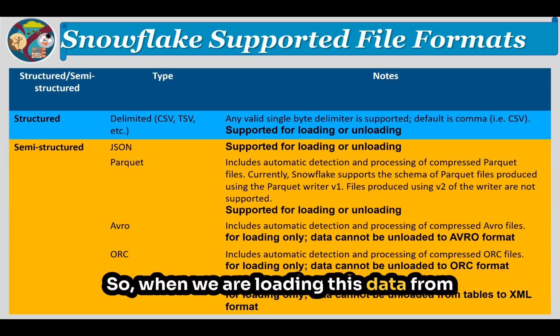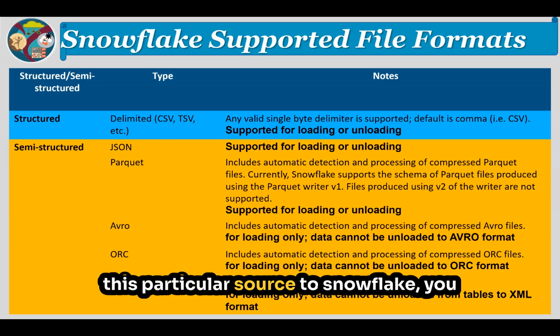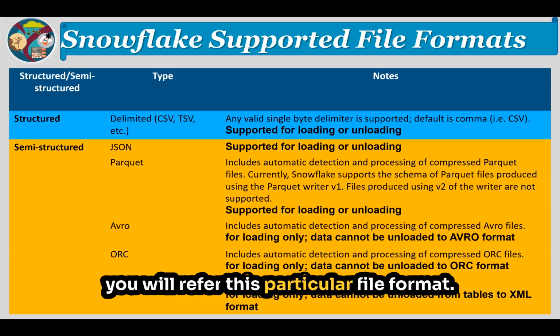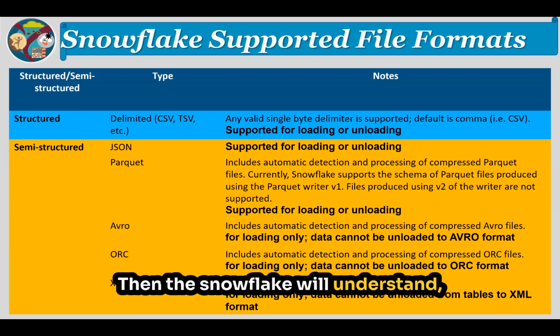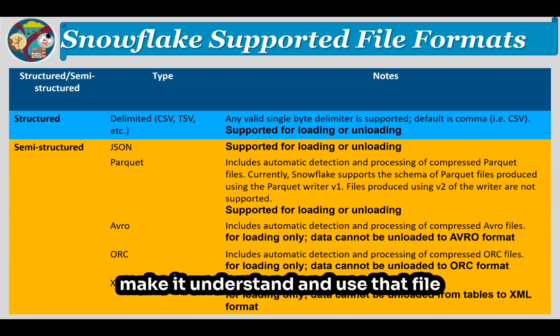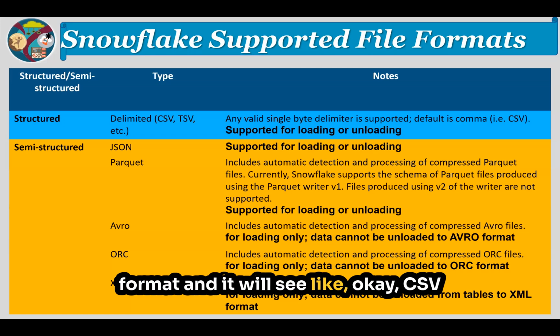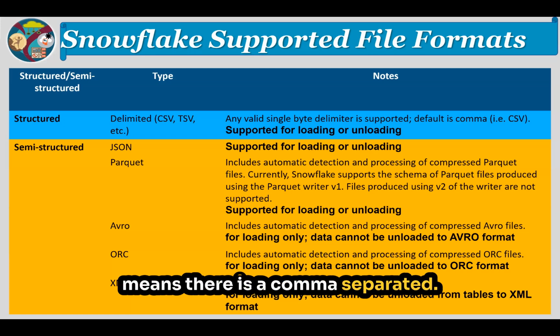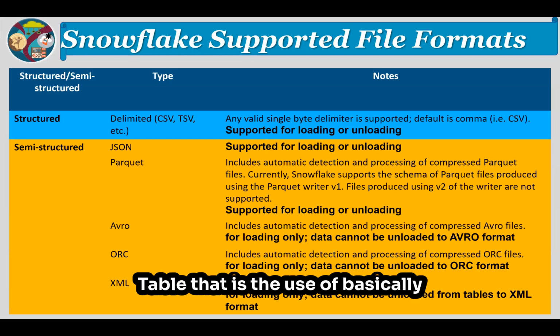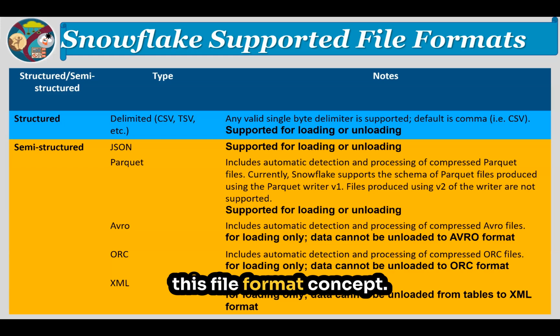When we are loading this data from the source to Snowflake, you specify and refer to this file format. Then Snowflake will understand that you are going to load CSV data, so it uses that file format and sees that CSV means comma separated, and what the field separators are. Then it separates those fields and loads the data into the table. That is the use of this file format concept.